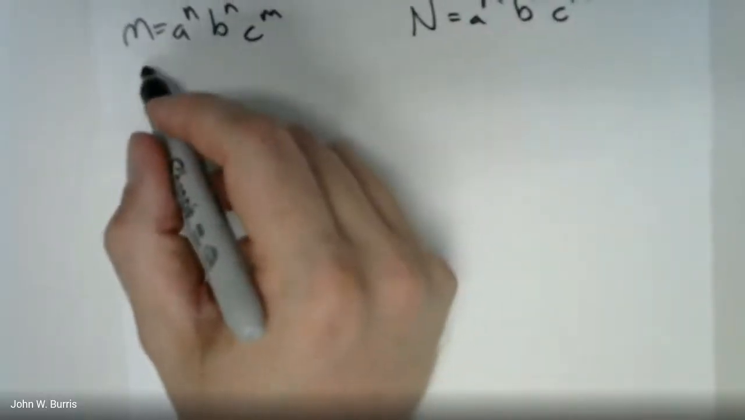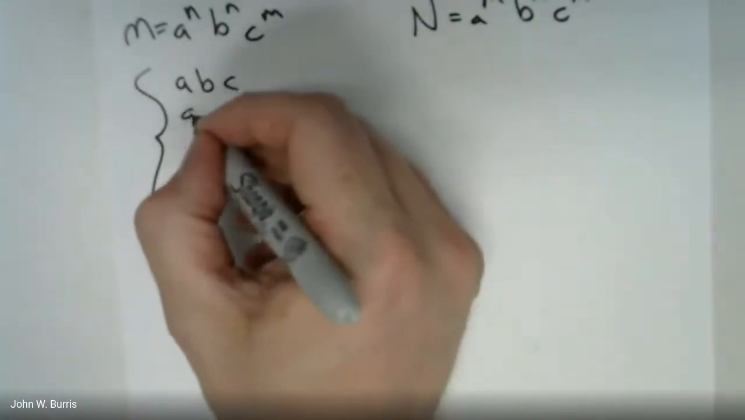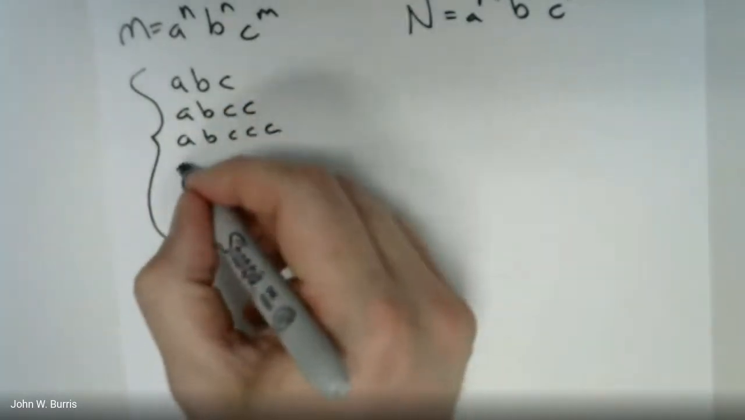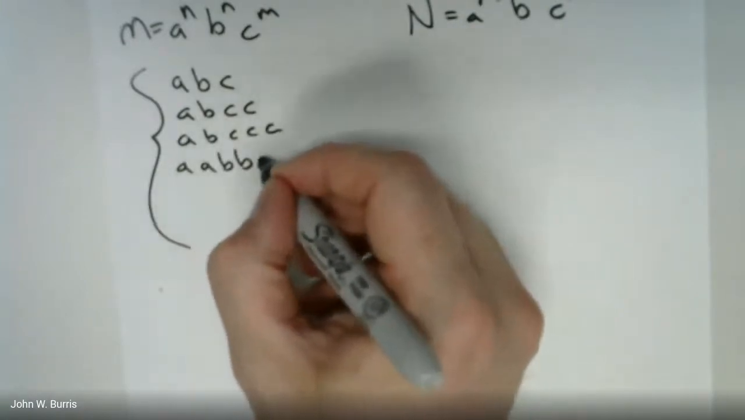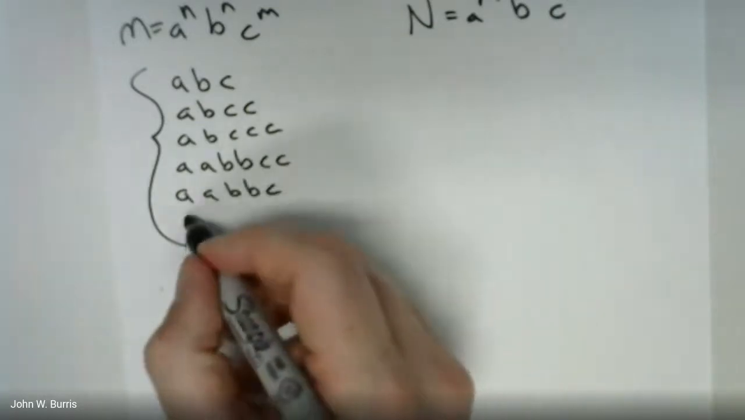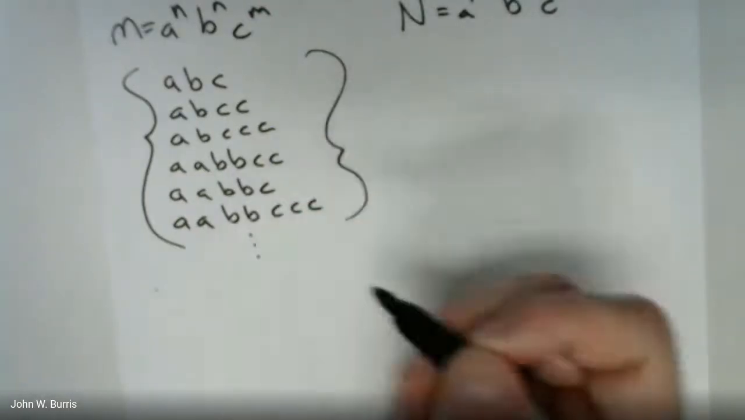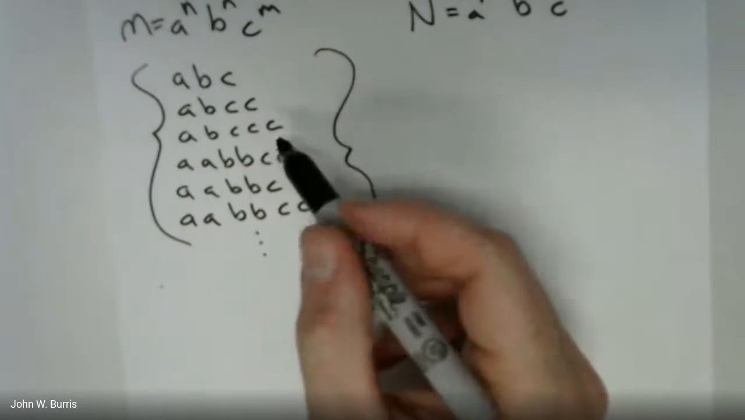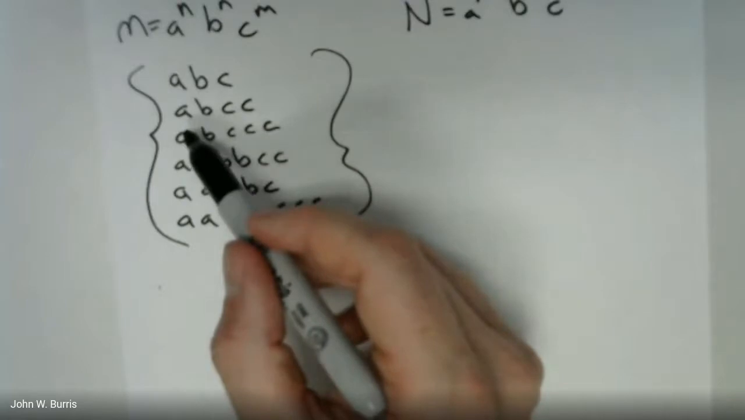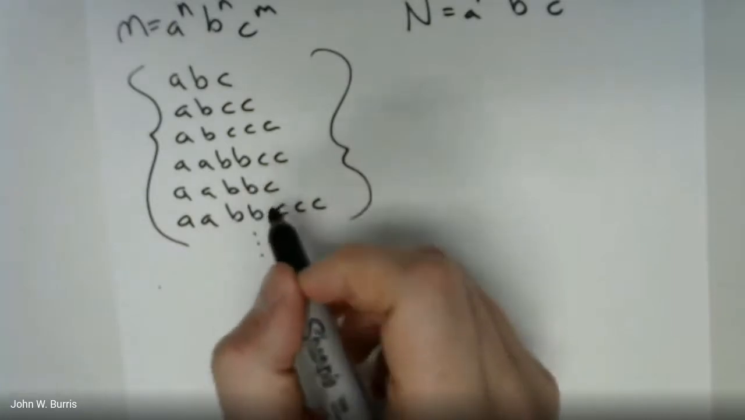This means there's a set of strings for M. They are ABC, but they're also ABCC, ABCCC. It's also AABBCC, but also AABBC, or AABBCCC. And then there's a nice dot, dot, dot here. Those are the strings that are in M. There's no relationship between the number of C's and the number of A's, or between the number of C's and the number of B's in M.